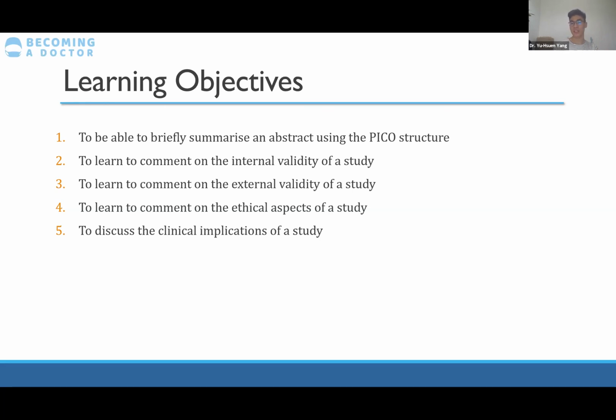And this is something that I got asked about for the London AFP. They do like to ask quite a lot about ethics within the context of the interview as well. So the final learning objective is to discuss the clinical implications of the study and whether or not you would use it to shape your clinical practice. And that, again, is a big focus of many interviews, including the London, Oxford, and Cambridge AFPs.